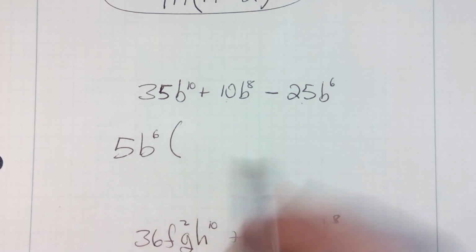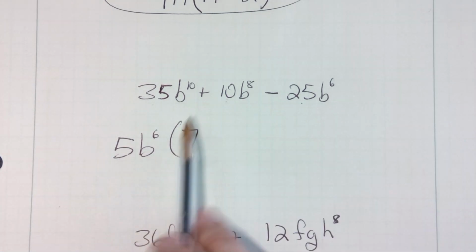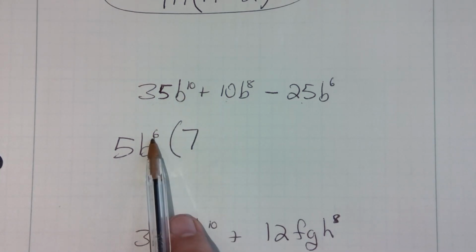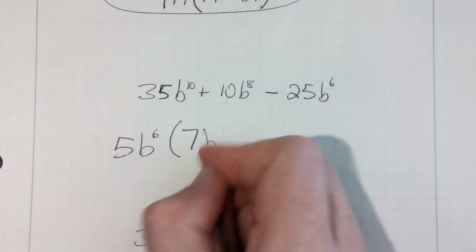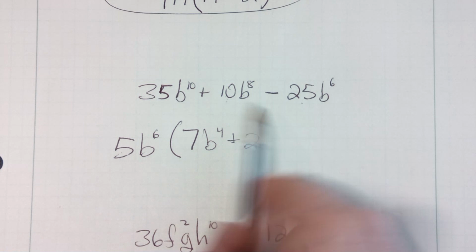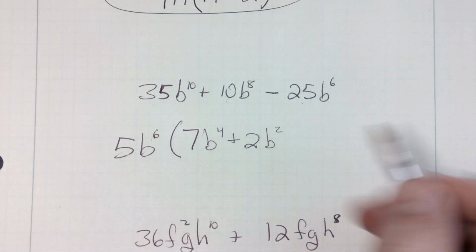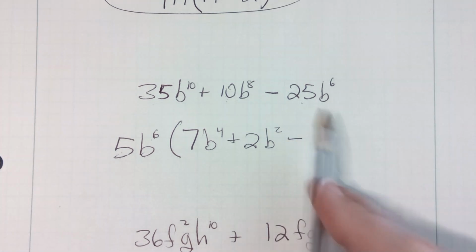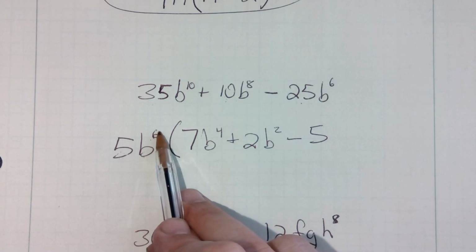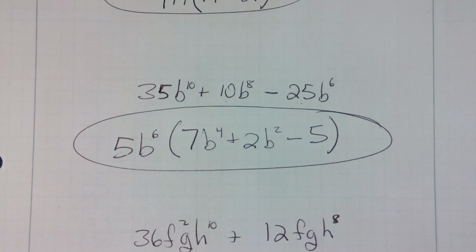So then, again, 35 divided by 5 is 7. Now be careful here. B to the 10th divided by b to the 6th, we subtract the exponents. 10 minus 6 is b to the 4th, plus 10 divided by 5 is 2. B to the 8th divided by b to the 6th is b squared, minus 25 divided by 5 is 5. B to the 6th divided by b to the 6th is just 1. And we're left with this expression as our factored form.